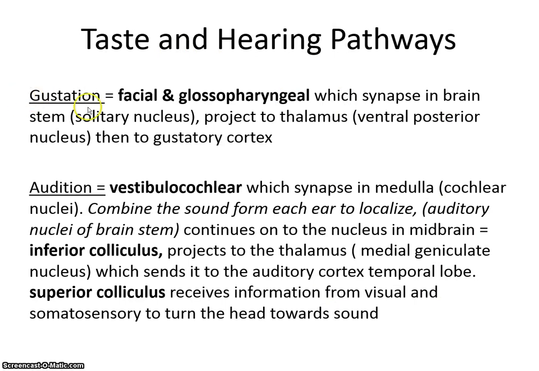All right, taste and hearing pathways. So gustation, your taste, and audition, your hearing. Taste is through the facial and glossopharyngeal nerves, and they synapse and project to the thalamus again, and then to the gustatory cortex in the parietal lobe and part of the insula. Hearing comes in through the vestibulocochlear nerve, again through the medulla, continues on to the inferior colliculus, which then projects to the thalamus again, and then sends it to the auditory cortex, which is in the temporal lobe.